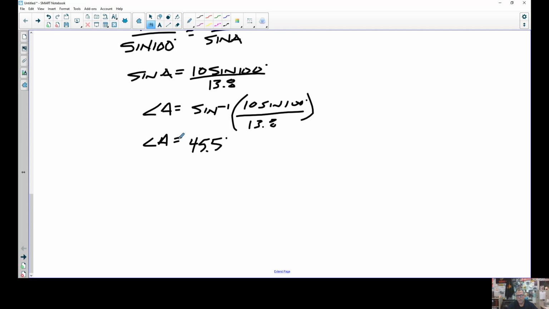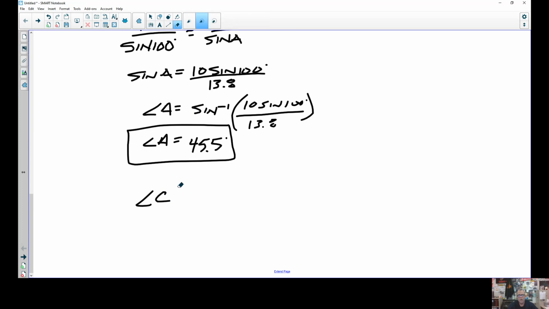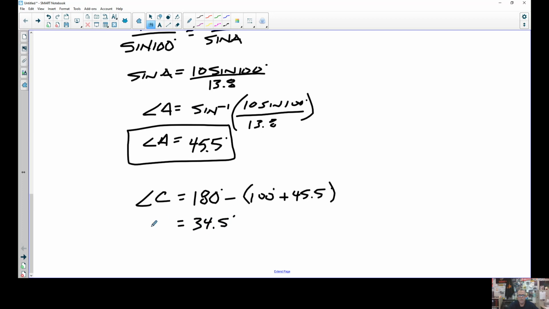And now we've got our second piece. We have one more piece. Remember, they give us three pieces in unknown triangles, and we have to find the three other pieces. We have one last thing, and that's angle C. But how can we find angle C? Angle C is going to be what's left of 180. Again, no need to use anything fancy here. Angle C will just be 180 degrees minus that 100 degrees we started with, plus the 45.5 degrees we found. And that would give us, what does that end up being? 34.5 degrees. So we've got our third piece.